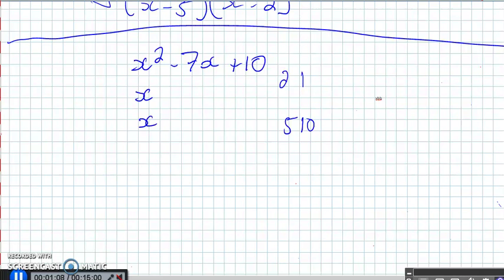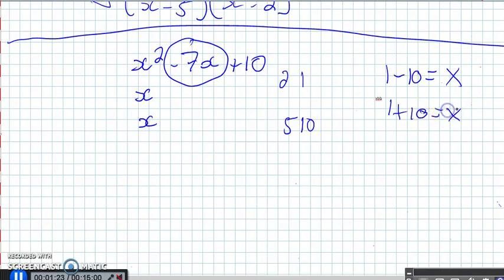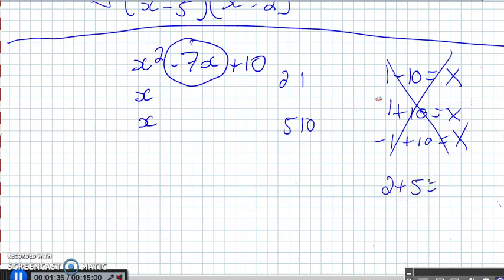Now you basically have to find a number that when added or subtracted equals negative 7x. So 1 minus 10, does it equal negative 7? No. 1 plus 10, does it equal negative 7? No. Negative 1 plus 10, no, none of these, so it's not 1 and 10. Now 2 and 5. 2 plus 5 equals 7. Now we're close. What about negative 2 minus 5 equals negative 7? Yes.